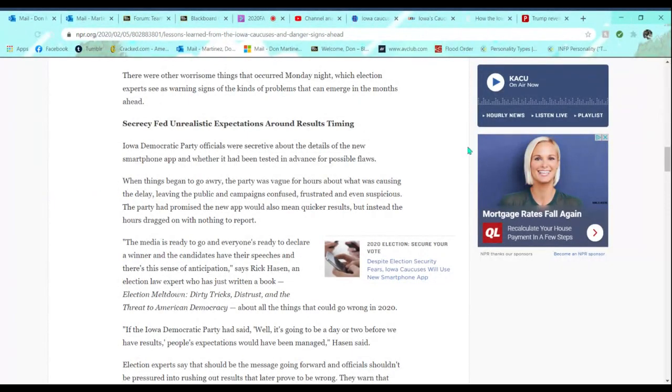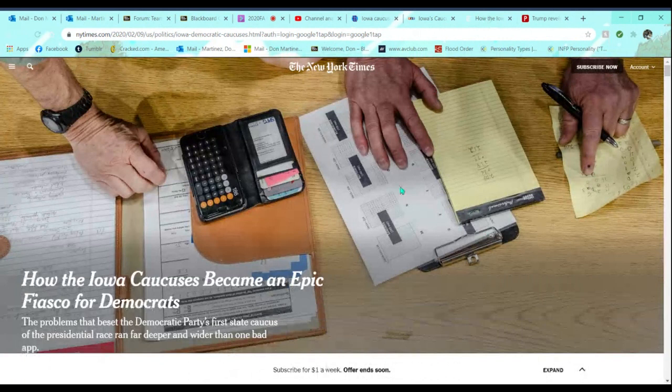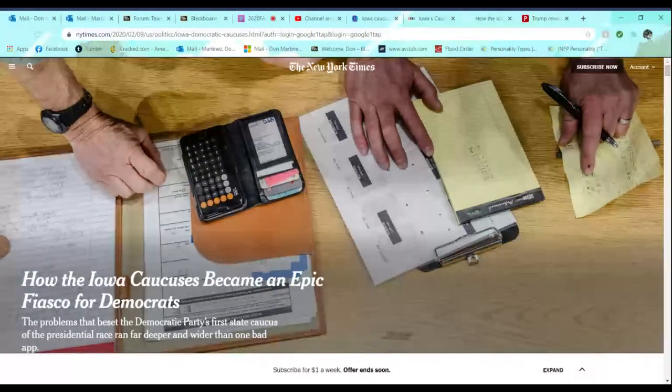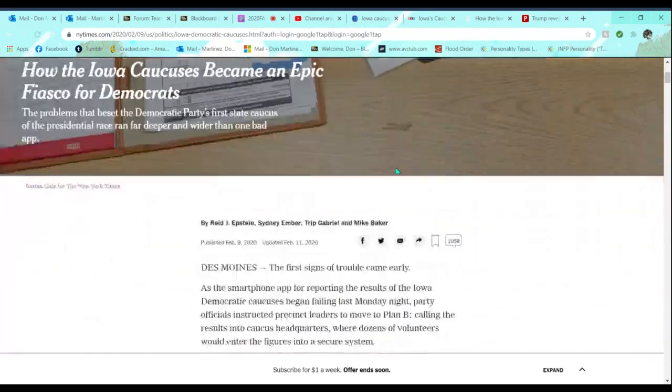Okay, so that's the NPR article, first couple screens of it. On to the next one, which is the New York Times. The article is titled How the Iowa Caucuses Became a Fiasco for Democrats. Problems that beset the Democratic Party's first state caucus of the presidential race ran far deeper and wider than one bad app. Okay, first couple of screens on this, then we'll move on to the next one.